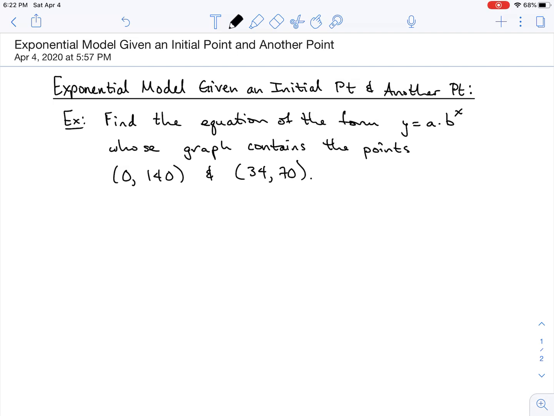This example might show up in a story problem where they tell you that the model is y equals a times b to the x, and let's say it's a mass of a radioactive substance. So they might say the mass at the beginning is 140 milligrams, and then after 34 years or days or minutes or something like that, it's 70 milligrams. So it might manifest differently than this, but however it shows up, it can be recoded as a problem in which you've been given (0, something), and then another point.